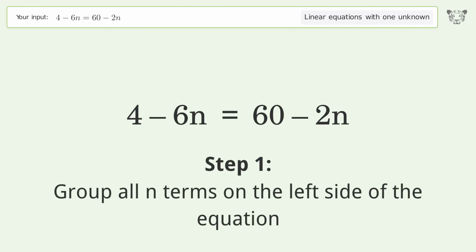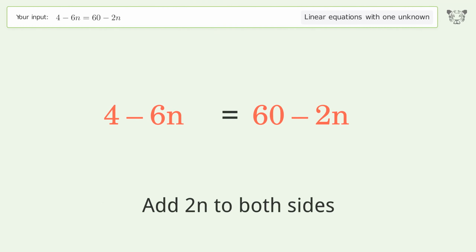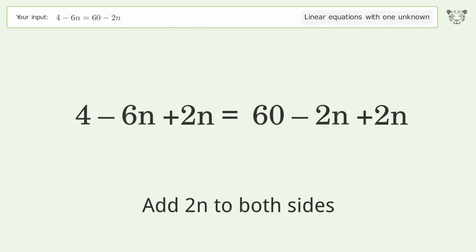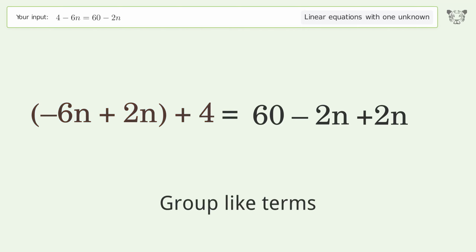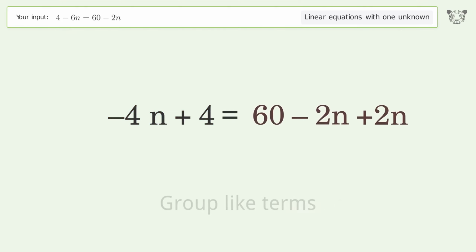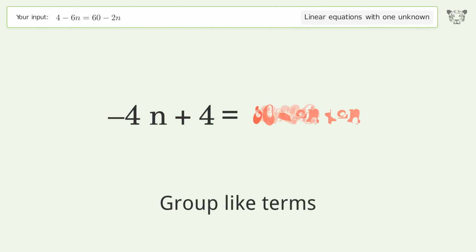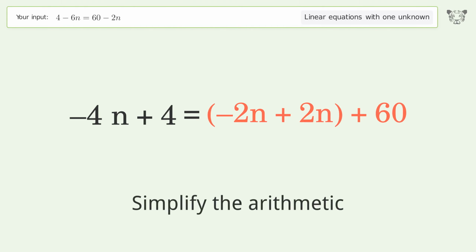Group all n terms on the left side of the equation. Add 2n to both sides. Group like terms. Simplify the arithmetic. Group like terms. Simplify the arithmetic.